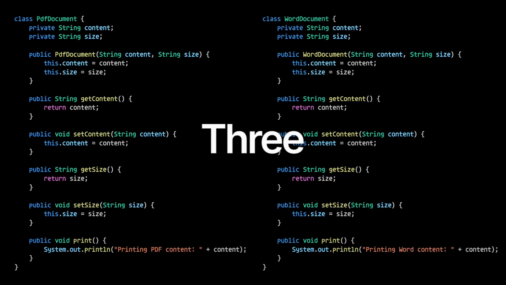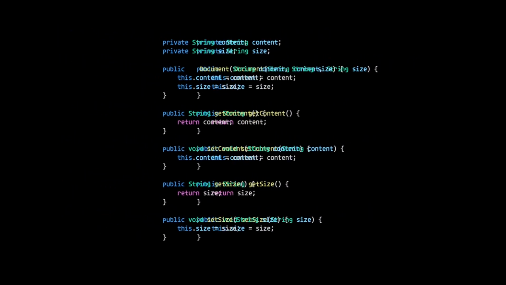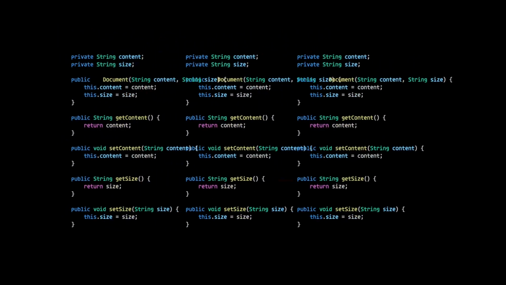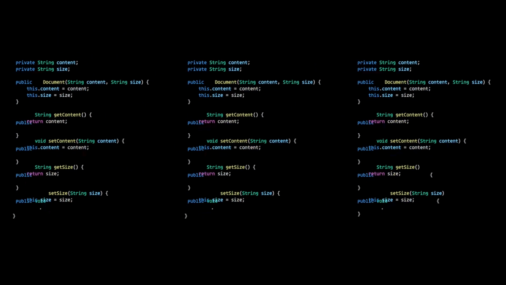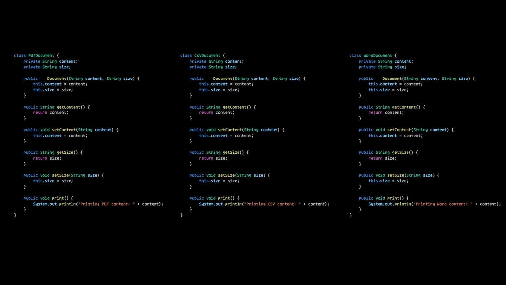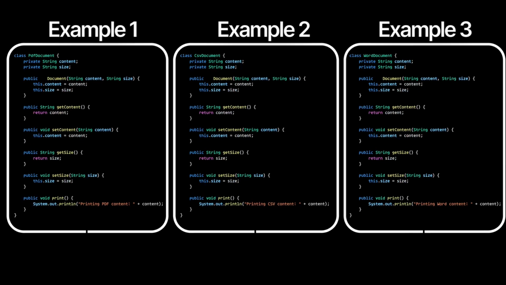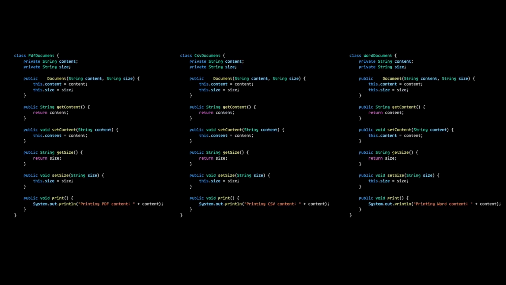Now, the rule of three would say that we can just leave this duplication until a third document emerges. And the argument is that we'd have a better idea of what the optimal design choice is with more examples. Therefore, we'd be able to reduce the risk of introducing a wrong abstraction to solve the duplication.